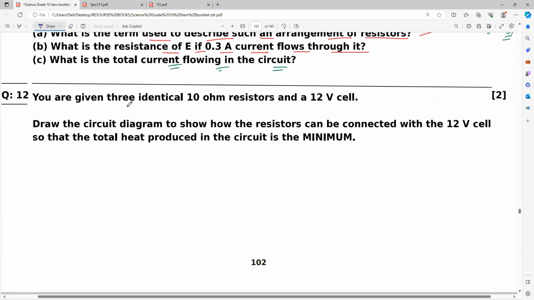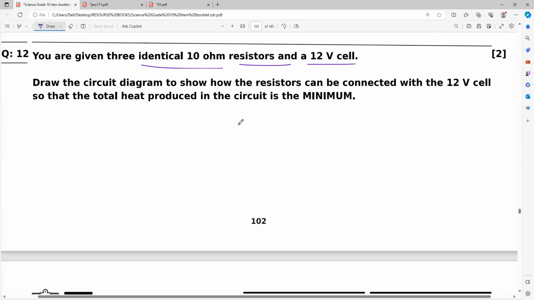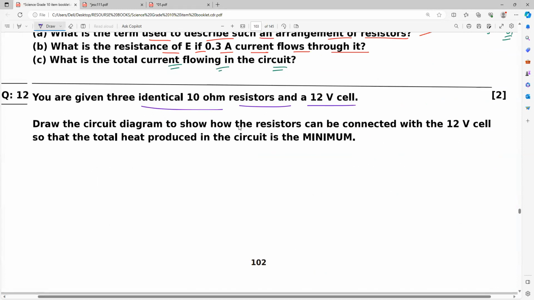Okay. Next, you are given 3 identical 10 ohm resistors and a 12 volt cell. Draw the circuit diagram to show how the resistors can be connected with a 12 volt cell so that the total heat produced in the circuit is minimum. So in which connection will minimum heat be produced? Parallel or series? Parallel connection, that's all.